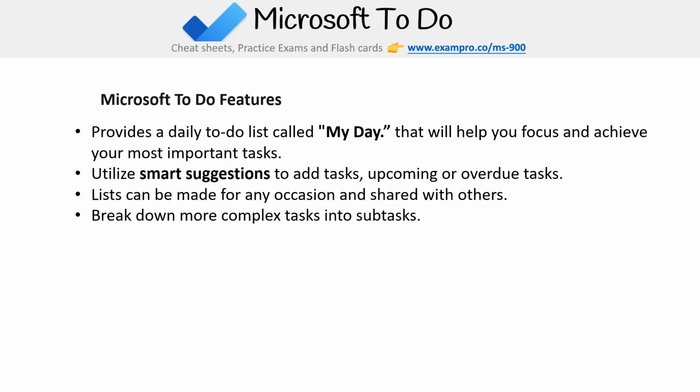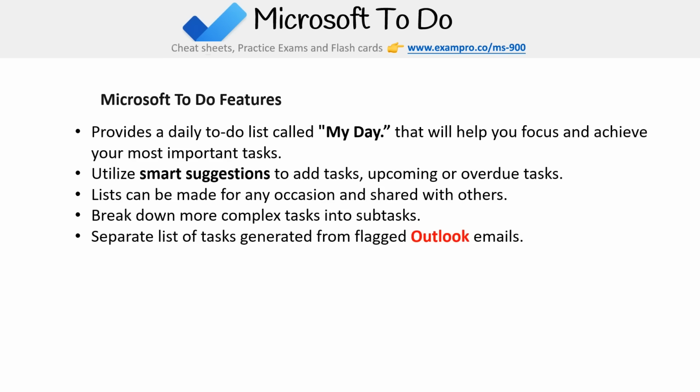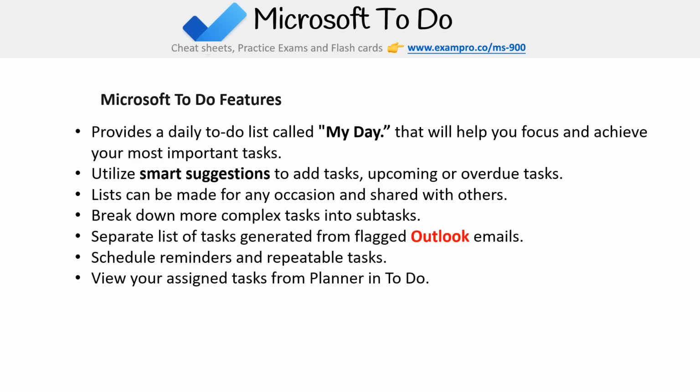To Do lets you break down more complex tasks into subtasks. You can separate lists of tasks generated from flagged Outlook emails. You can also schedule reminders and repeatable tasks. And finally, you can view your assigned tasks from Planner in To Do. So that's the list of features for Microsoft To Do.